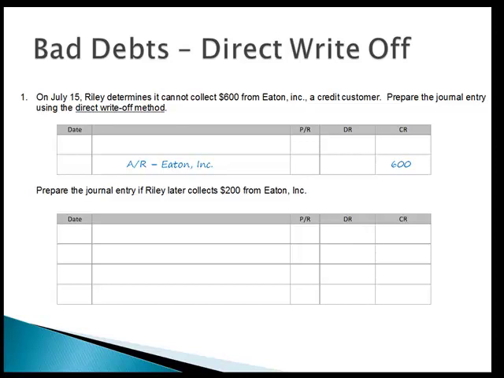What are we going to record as a debit? We're going to record it as a bad debt expense. Okay, another cost of sales. We're just writing it off directly to an expense account for $600.